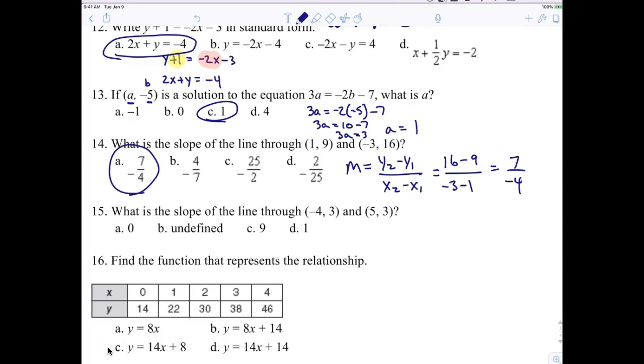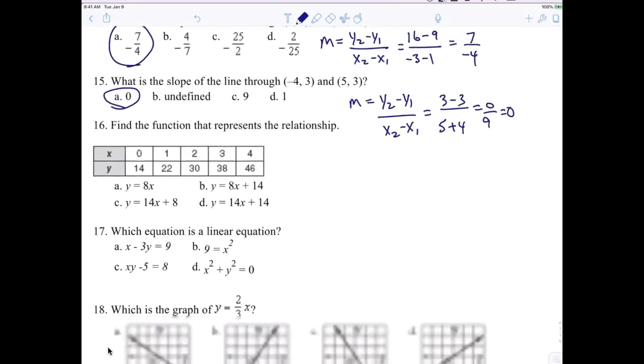All right, 15. Here we go again. I want you to write down M equals y2 minus y1 over x2 minus x1. 3 minus 3 over 5 plus 4. 0 over 9, which is what? 0.